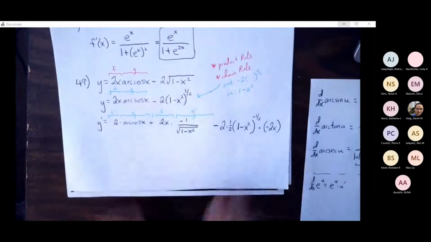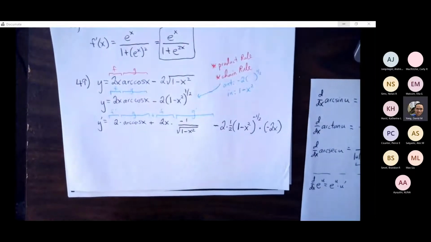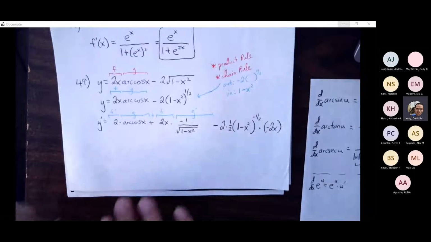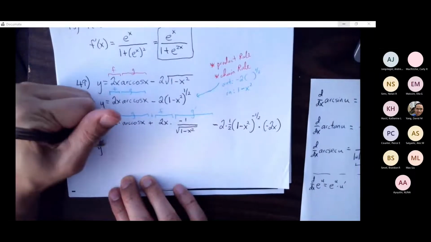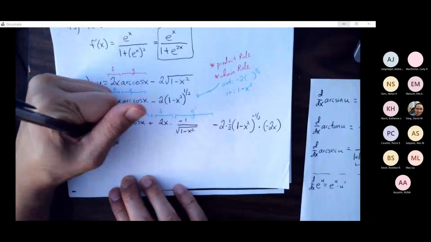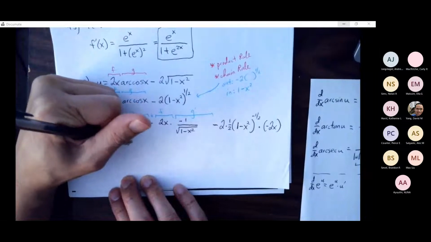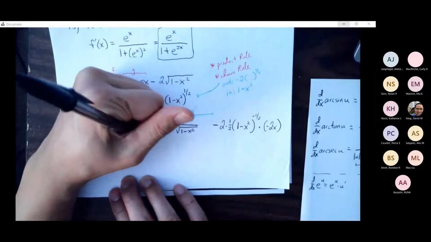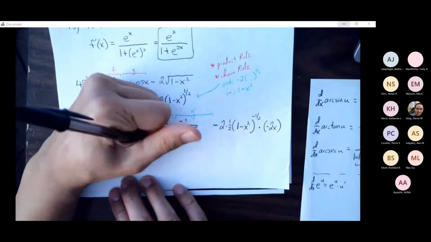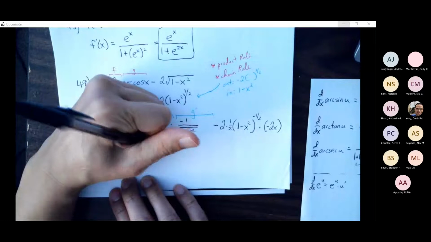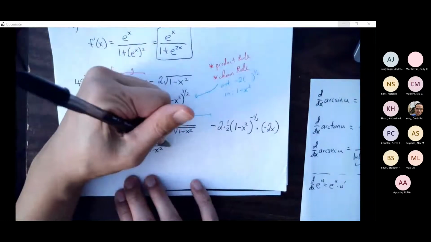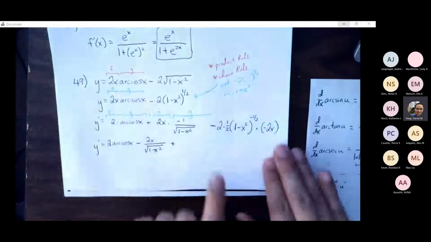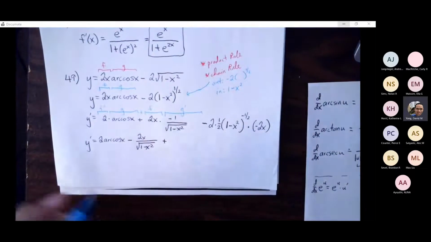Okay, so any questions there? Okay, we can do some cleanup here. Combine this together. Okay, so this looks like a mess, but I'm going to try to do some cleanup here.